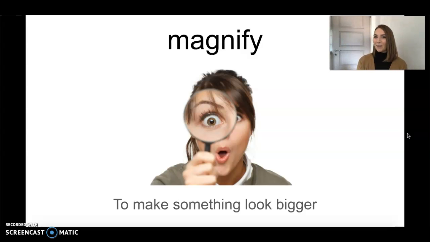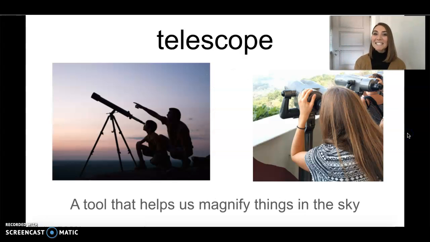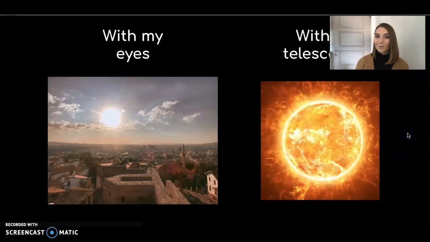How can we make the moon and the stars look bigger? We can use a tool called a telescope. A telescope is a tool that helps us magnify things in the sky. Things in the sky are far away. The telescope helps us see them closer.